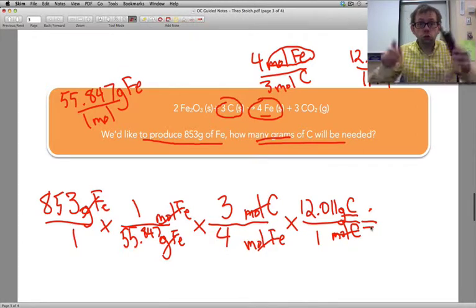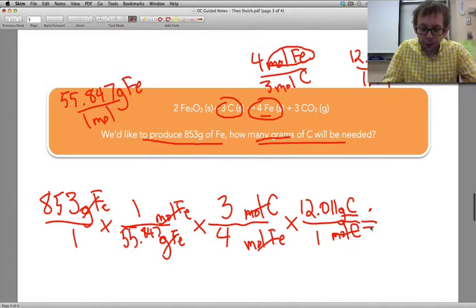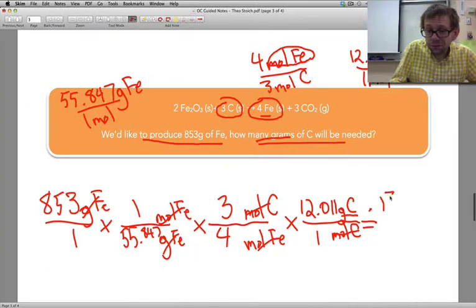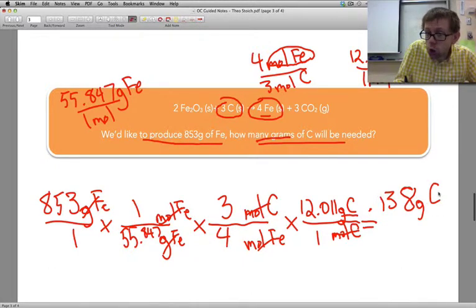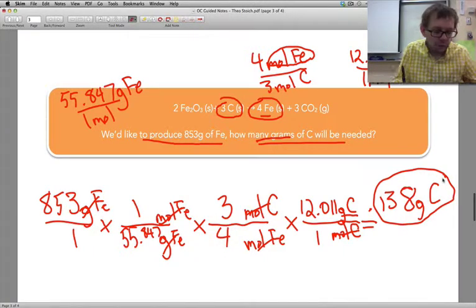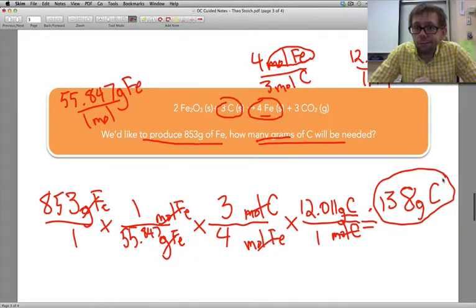calculator time. Stupid stuff. So again, multiply by things on the top. So 853 divided by 55.847 because it's on the bottom, times by 3. Divide by 4 on the bottom, times by 12.011. And you should end up with 137, well, with sig figs, 138 grams of carbon. I shouldn't say carbino. Okay? And that's how you do it. They honestly don't get much harder than that.